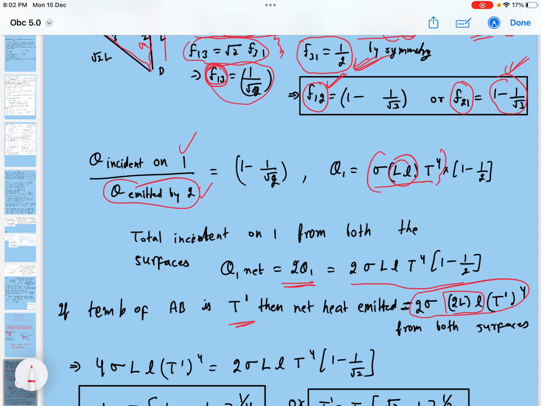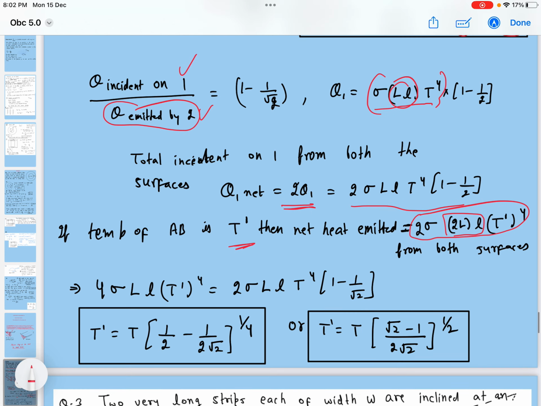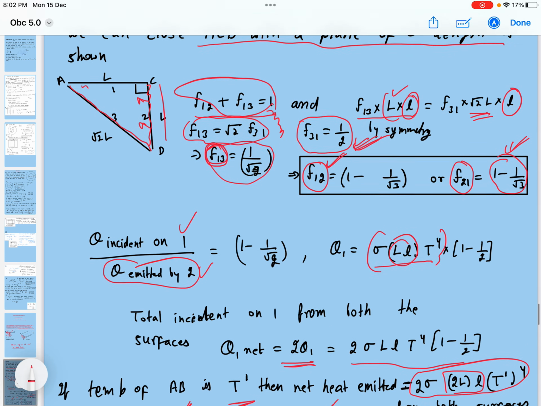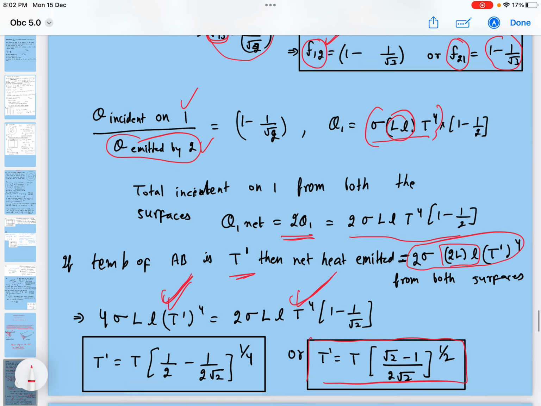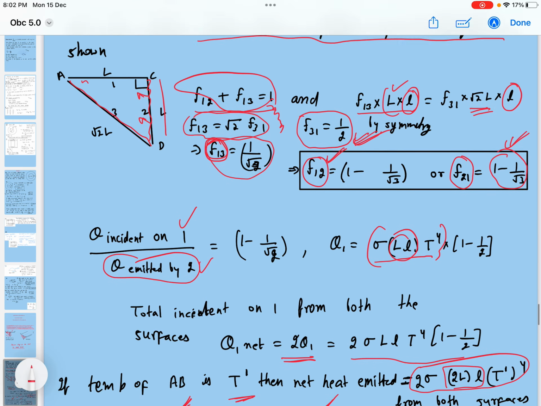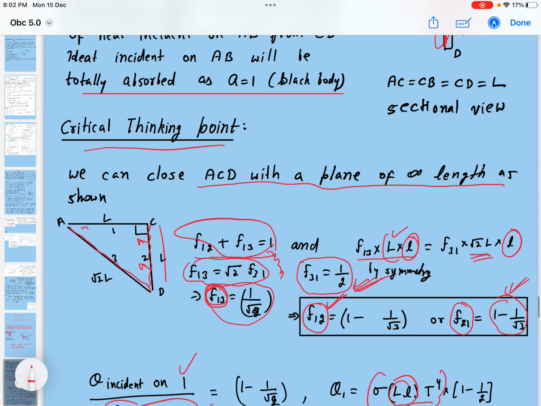Total heat incident we know. Now by energy conservation, the heat emitted is equal to the heat absorbed. That is the heat emitted and that is the heat absorbed, right? On solving, we get T dash, the temperature of AB. Understood, beta? If there is any confusion, please message me. So that is the question. Thank you.